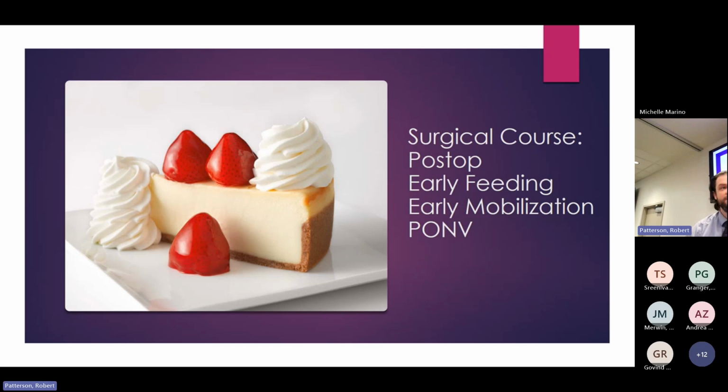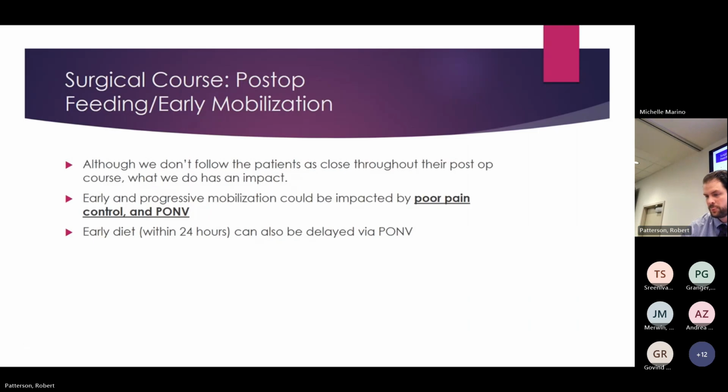So early feeding, early mobilization, and PONV. For most of us, we won't be following these patients closely in their post-operative phase, but we need to remember that what we do does have an outcome on the patient. It can last up to weeks after their surgery. Early and progressive mobilization can be impacted via poor pain control and post-op nausea vomiting. Same with early diet in regards to PONV.